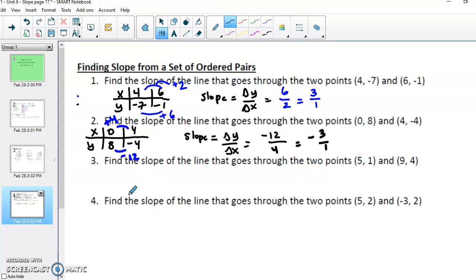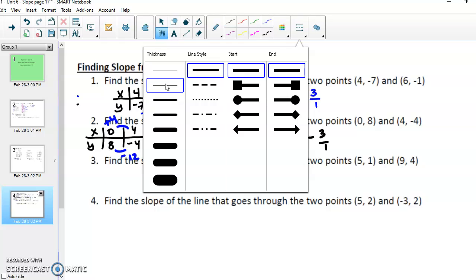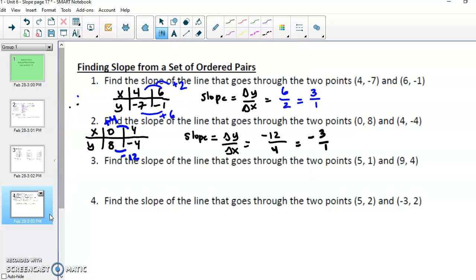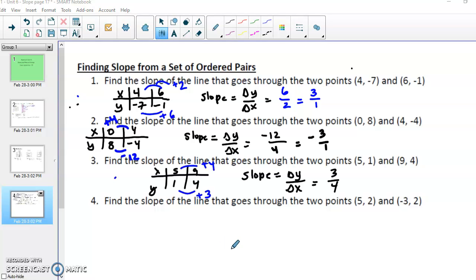Find the slope, number 3. Find the slope of the line that goes through the points (5, 1) and (9, 4). I want you to try that one on your own, and I will pause it here. So, did you get 3 over 4 for your slope? If not, go back and try it again.